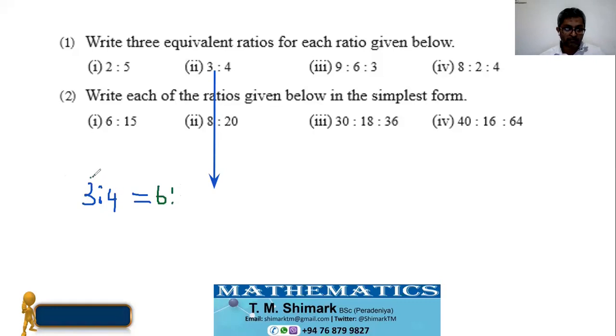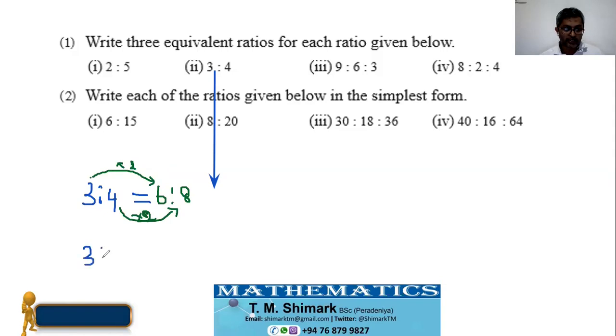So if I multiply that by 2, I have to multiply the other one also by 2 only, not anyone else. So 6 is to 8. So this also I have to multiply by 2. Right, I have made one fraction. I can make any number of fractions like this.